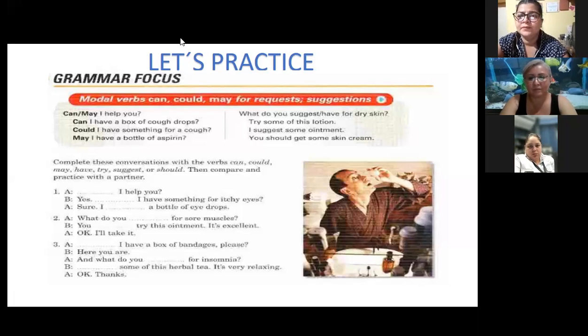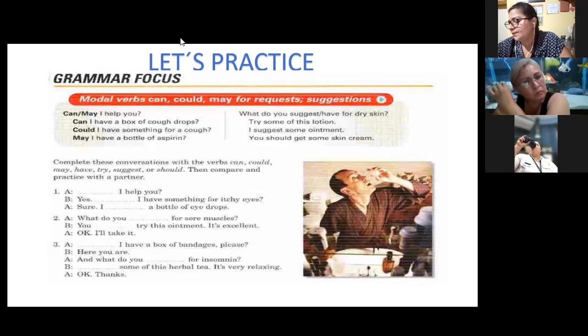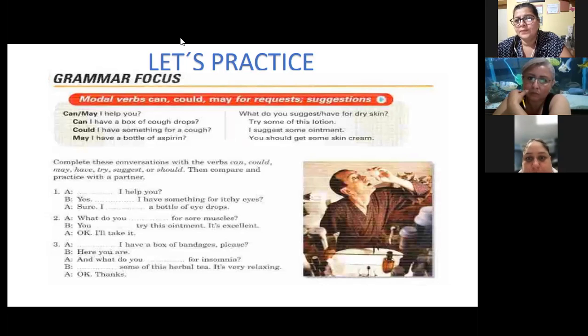So, you can see some examples that you can use for using modals like can, could, may for requests or suggestions. Now, we will have to work in the following exercise we have here. Complete this conversation with the verb can, could, may, have, try, suggest, or should. Tenemos can, de poder, could, de podría, may, de poder, have, de tener, try, de intentar o probar, suggest, de sugerir, and should, de debería, como una sugerencia. And then compare and practice with the partner. Les voy a dejar acá para que usted elija cuál es la palabra que nos combina más, si can, may, could, should, y luego lo vamos a socializar. Yes? Okay, let's go.